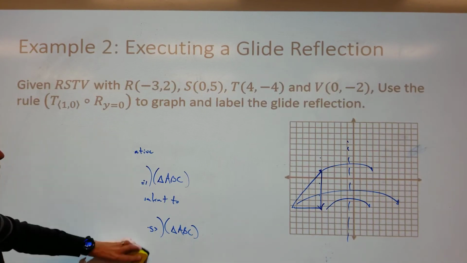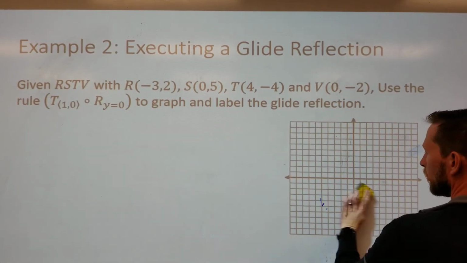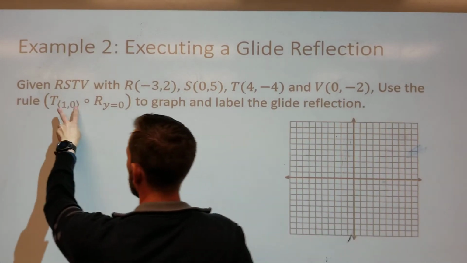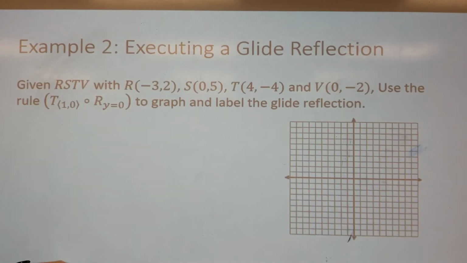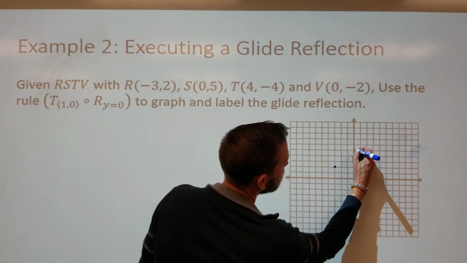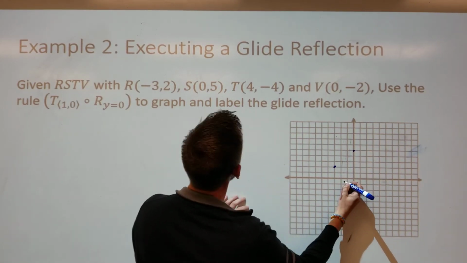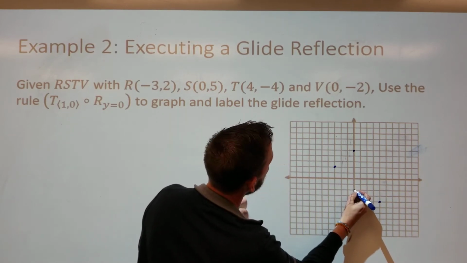Here we're going to execute a glide reflection, all right? We are going to follow the rule that's given here to translate 1 to the right, up or down 0 of the reflection over the y-axis. So first I'm going to plot these points. Negative 3, 2, 0, comma 5, let me count correctly, good. 4, comma negative 4, and 0, comma negative 2.